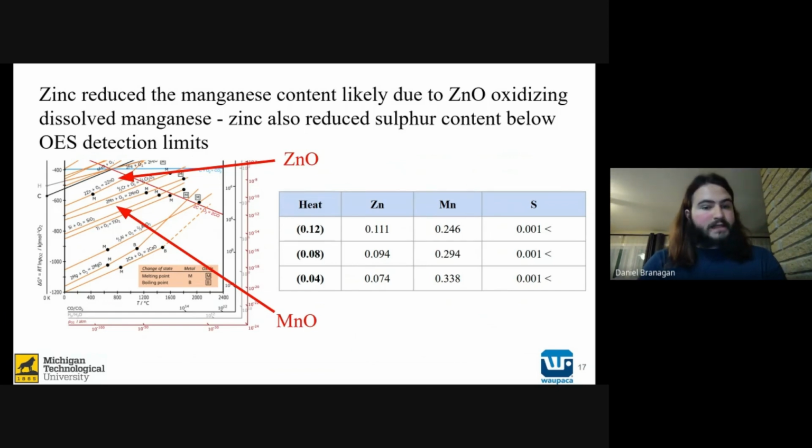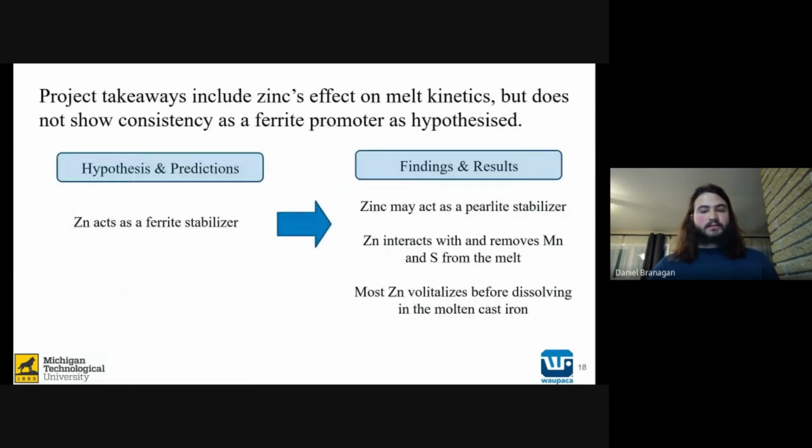So the zinc content showed some effects on the melt as well. It showed that increased zinc led to decreased manganese content. That's because zinc oxide is less stable than manganese oxide, so it caused the manganese to oxidize out of the melt. And zinc also caused significantly lower sulfur in the melt as well.